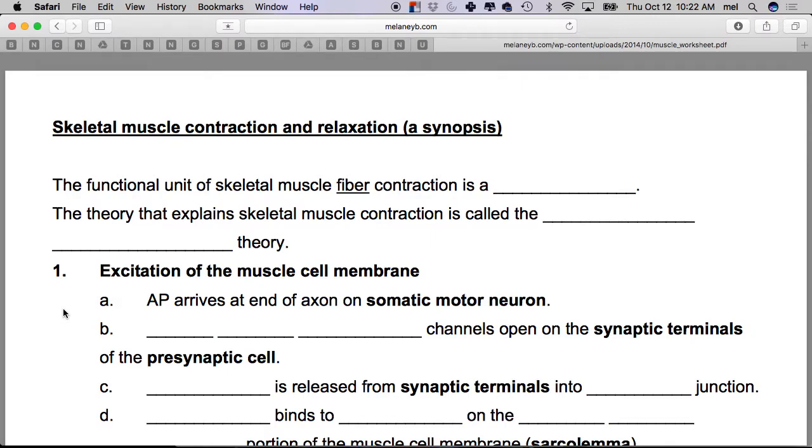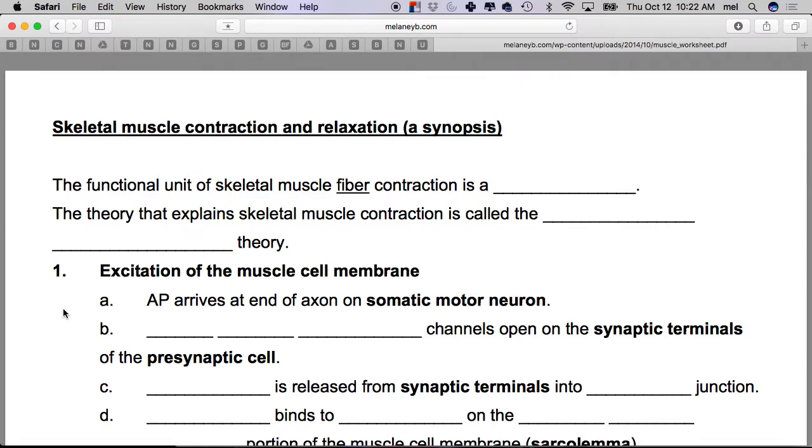Now what we're going to do is start to try to get the muscle cell membrane excited. But before we do that, don't we have to start with the neuron? Yes, we have to start with the neuron. So the first part of this story is going to be related to the neuron, and then we will move to the muscles. So excitation of the muscle cell membrane. We are going to have an action potential that arrives at the end of a somatic motor neuron. You guys with me? This is just synapses. It's the last set of notes. It's just how we connect it to this set of notes.